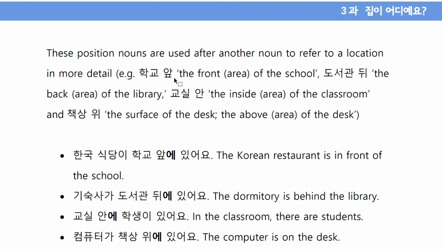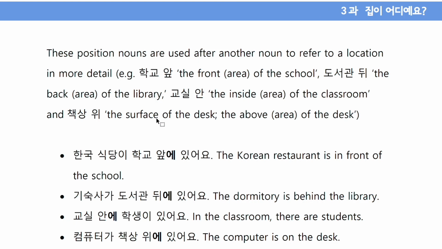Like 학교 앞, 그러면 학교 school, 앞, 그럼 front, school front, 그럼 the front area of the school 그래요. 그래서 school's front, if you remember this way, it's going to be easier. 도서관 뒤, 그러면 library's back, the back area of the library, 그렇죠. 교실 안, 그러면은 교실, classroom 안, inside, the inside area of the classroom. 책상 위, 그러면 desk 위 means above or surface, the surface of the desk or the above area of the desk. 그렇죠? 그래서 we put a noun and then the position noun right after this noun.